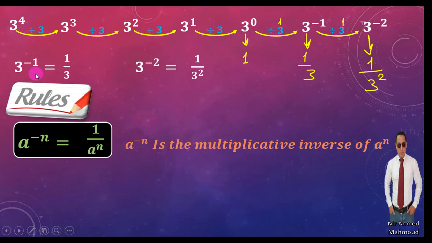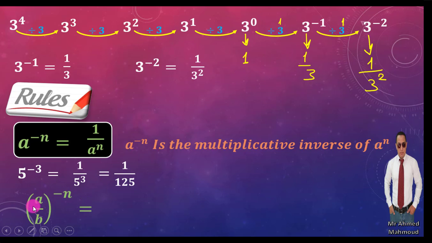Another meaning, 3 power negative 1 is the multiplicative inverse of 3, because 3 power negative 1 equals 1 over 3. 3 power negative 2 is the multiplicative inverse of 3 power positive 2, and so on. So the negative power is the multiplicative inverse. Okay. For example, if I have 5 to the power negative 3, it is equal to 1 over 5 to the power of 3, which is equal to 1 over 125.